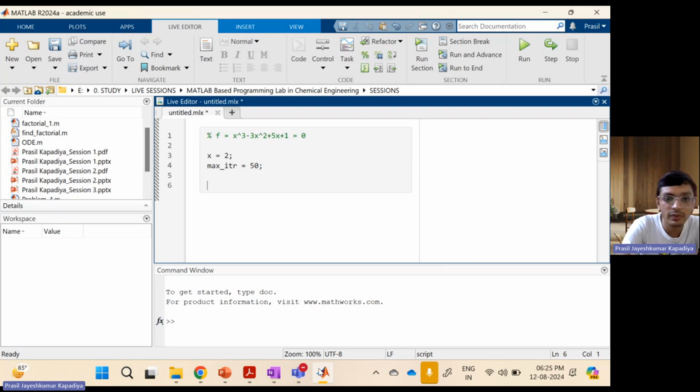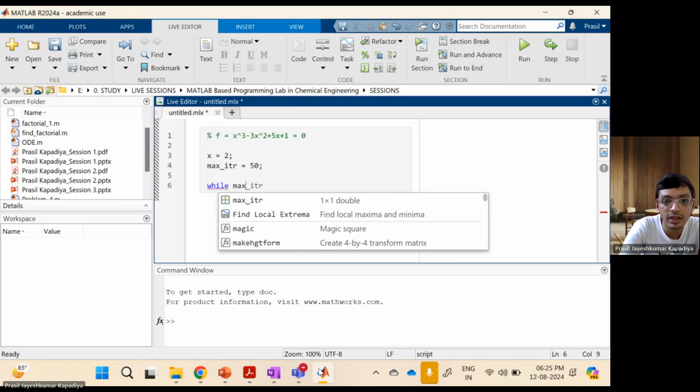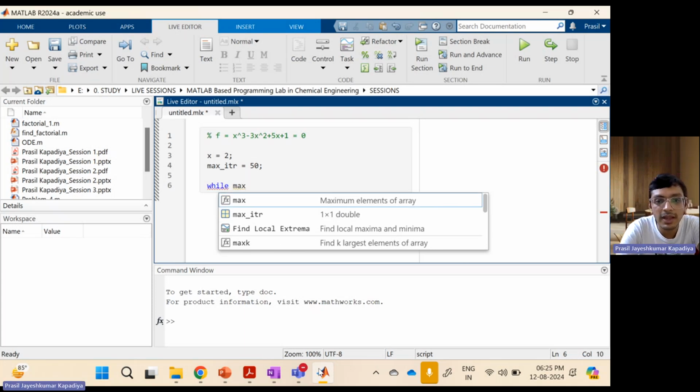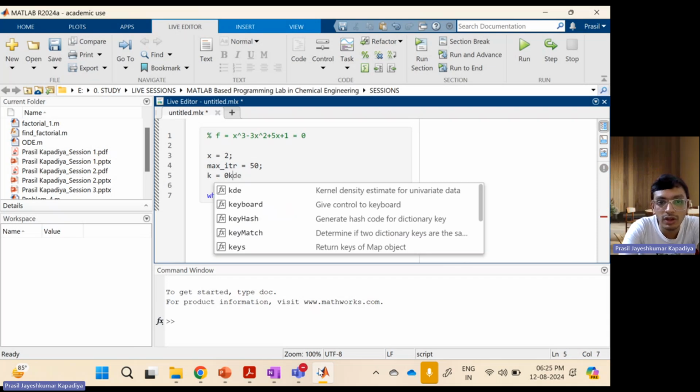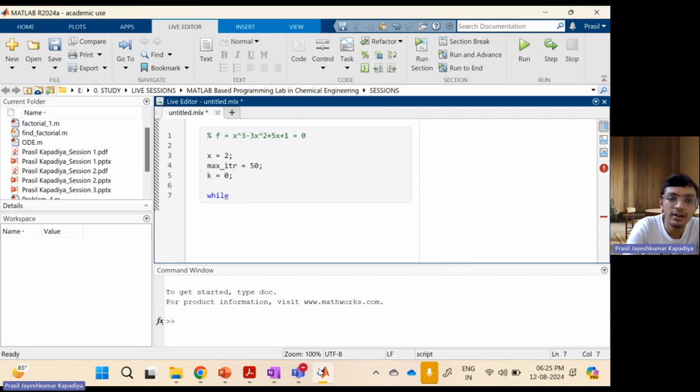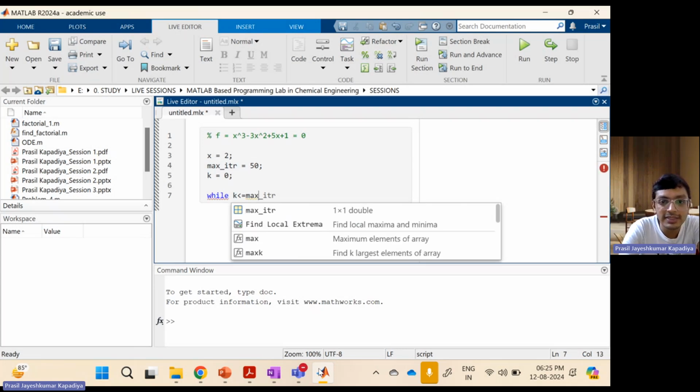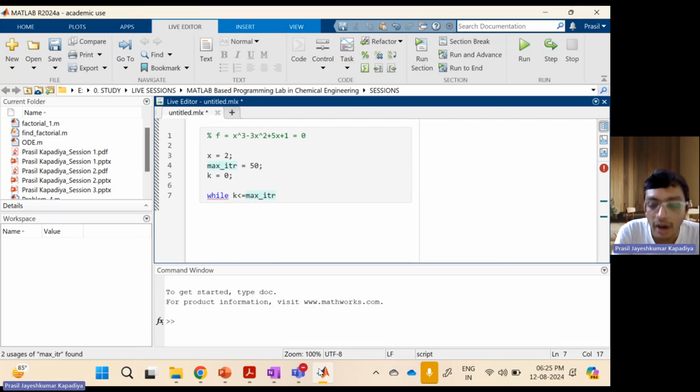And we need to provide one number k to start our iteration. So let's say k is equal to 0. So how do I need to write it? While my k is less than or equal to my maximum iteration. Till then only we will be running it. After that we will not be running. Okay.